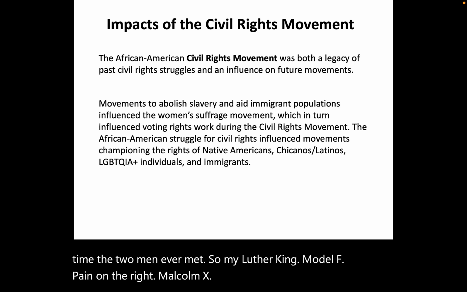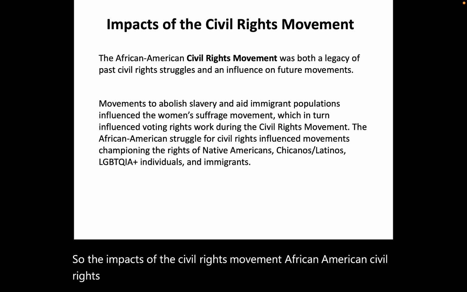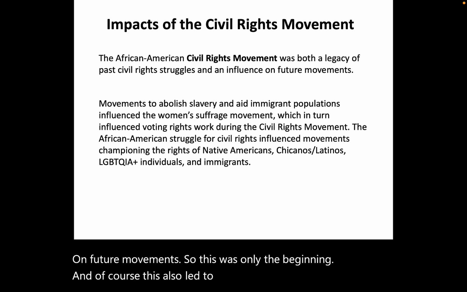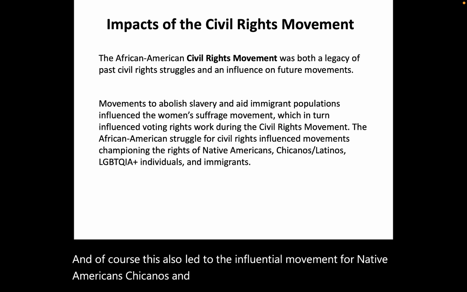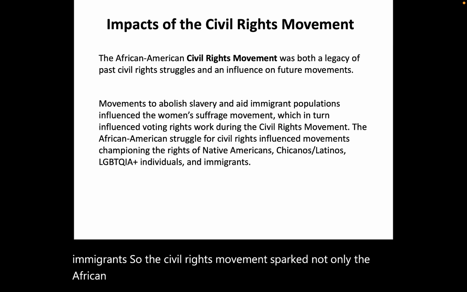So the impacts of the Civil Rights Movement. The African American Civil Rights Movement was both a legacy for past civil rights struggles and an influence on future movements. So this was only the beginning. And of course, this also led to the influential movement for Native Americans, Chicanos, and Latinos, LGBTQIA plus individuals, and immigrants. So the Civil Rights Movement sparked not only the African American community, but also other groups.